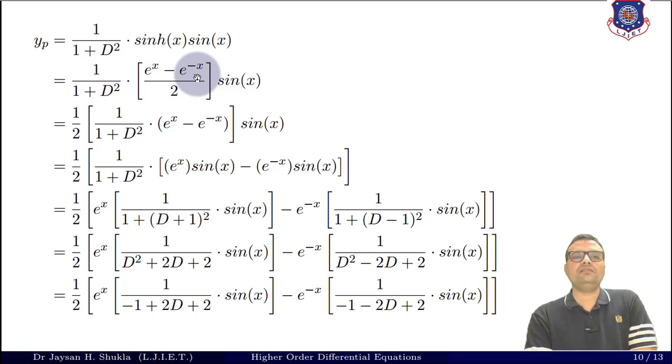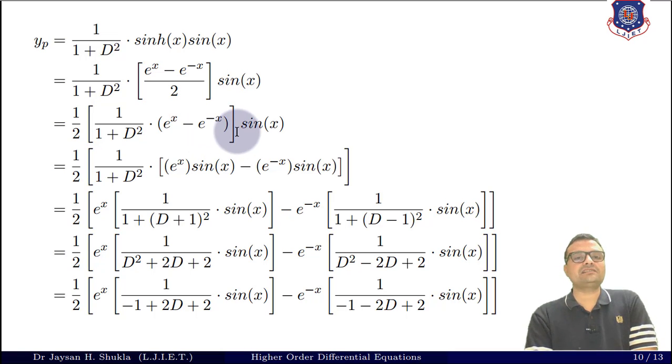So by chance, if you have any example with cos hyperbolic x, you should convert it like that. Okay. So now what I will do, I will take this 2 in denominator outside the bracket. I will multiply sin x along with this numerator. So it will give you 1 upon 1 plus d square, e raised to x minus e raised to minus x, whole bracket, into sin x.